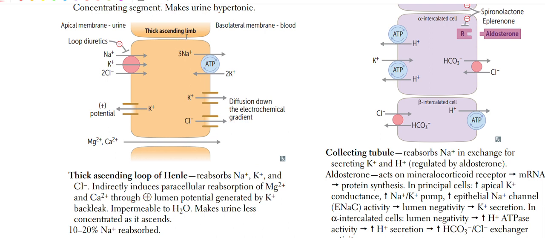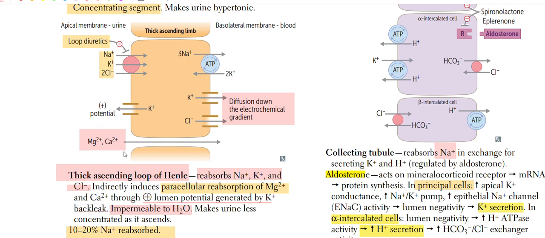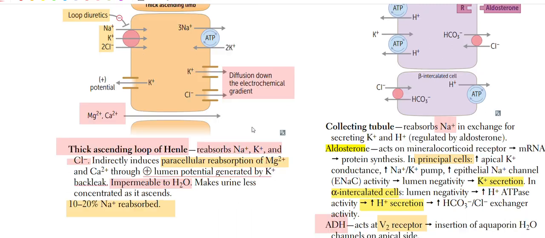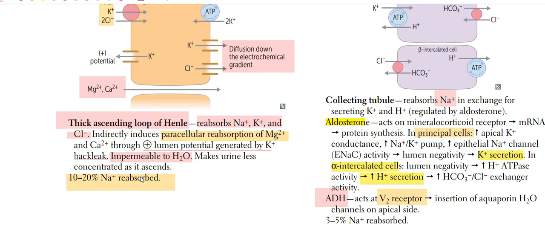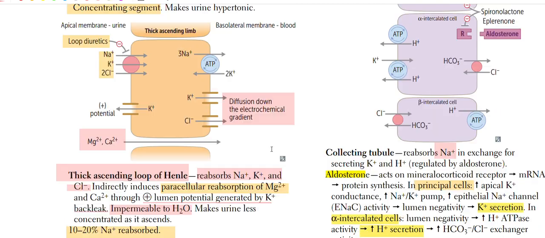So basically, in the thick ascending limb, we are taking ions inside with sodium, potassium, chloride, and paracellularly reabsorbing magnesium and calcium through the positive lumen. The mechanism of calcium reabsorption is the positive lumen generated by back leak of potassium. Okay, it's 10%.